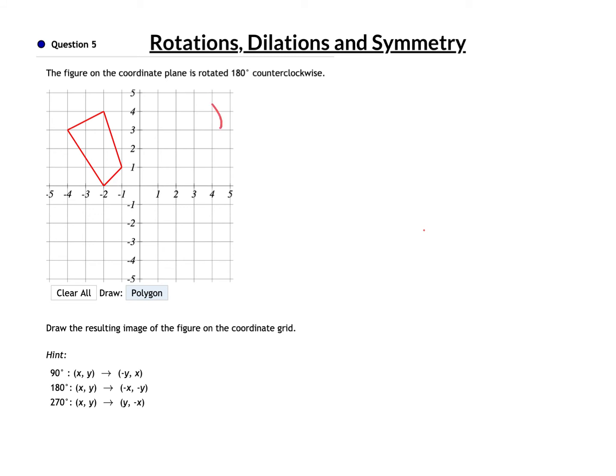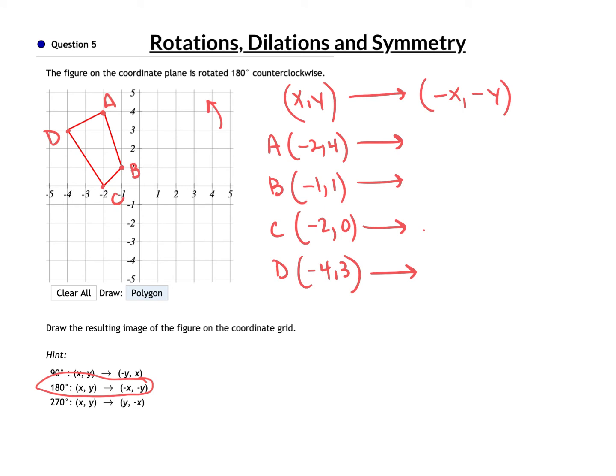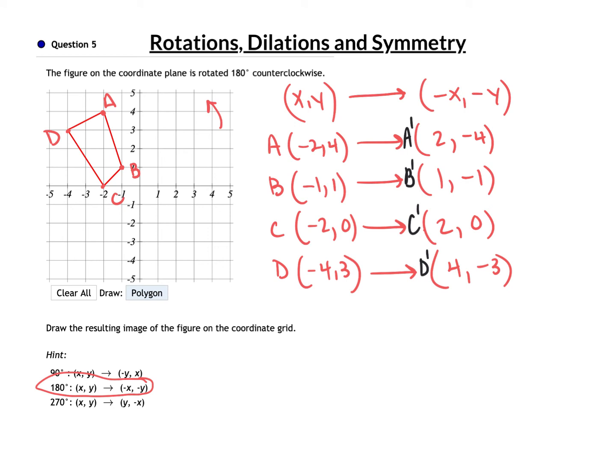Question 5, we're going to rotate this 180 degrees about the origin, which means we're following this formula right here. I've labeled our points and figured out all the coordinates. Now I'm going to apply this formula. xy will become -x, -y. So take the opposite of x, that's 2, and the opposite of y, -4. And repeat that. This will become 1, -1. This one will become 2, the opposite of 0, still 0. This one will become 4, -3. Let's plot those points. And it looks like that. This is a rotation of 180 degrees in the positive direction about the origin.